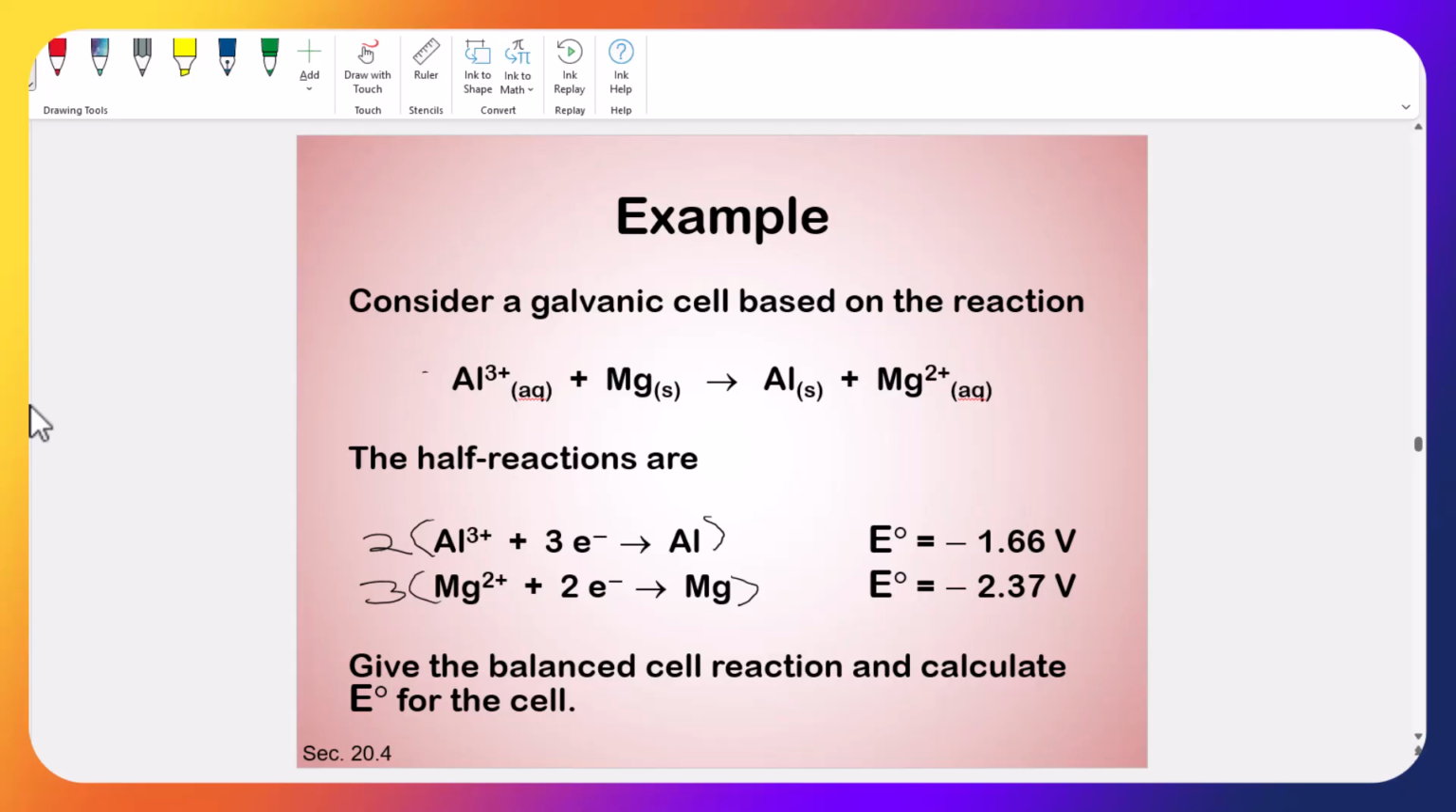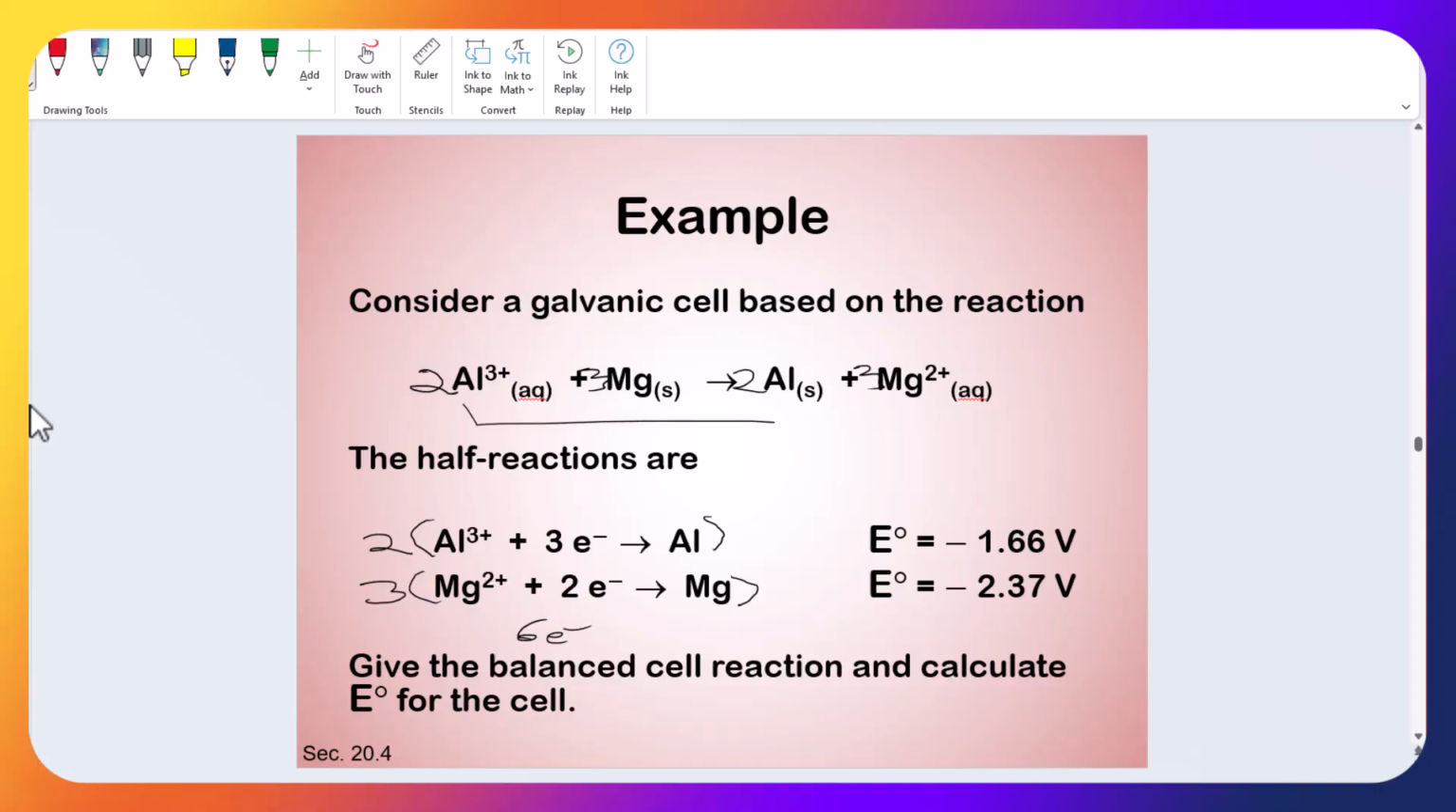Well, it's still written as a reduction here, but we'll change that in a minute. And so I need to multiply it by 3. 3 times 2 is 6. So this will give us 6 electrons exchanged between aluminum and magnesium. So I'm just going to go up here, and I'm going to change this coefficient to 2, this coefficient to 3, this coefficient to 2, and this coefficient to 3.